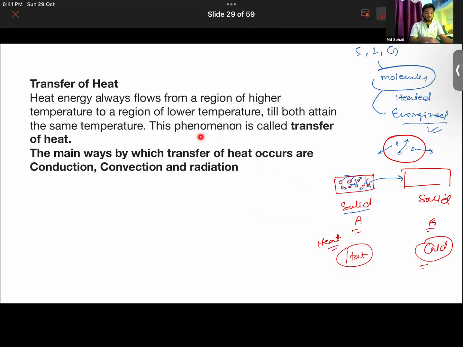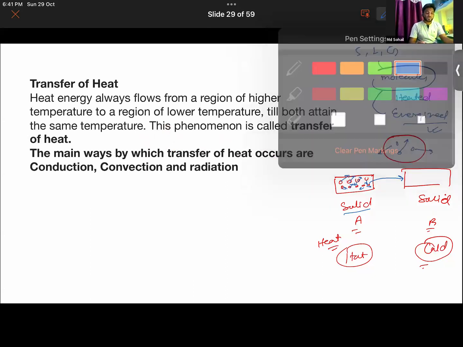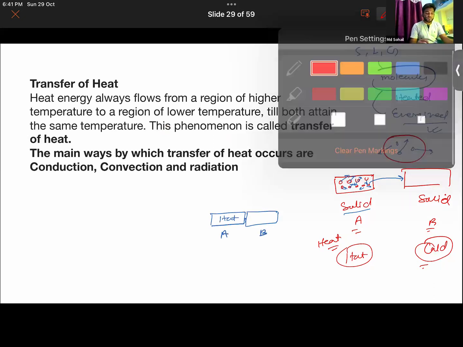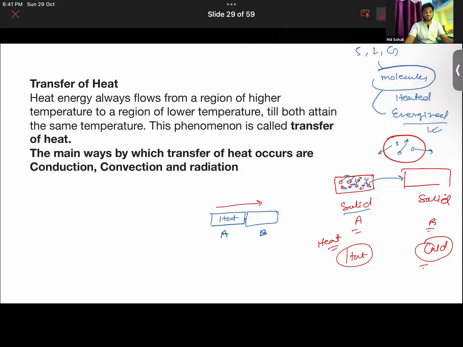So heat will flow from a region having high temperature to a lower temperature till both attain the same temperature, right? Suppose two bodies, body A and body B, are in contact with each other, and body A is hotter. The question here is, till when will the transfer of heat take place from body A to body B? The answer is, when both the bodies have acquired the same temperature.